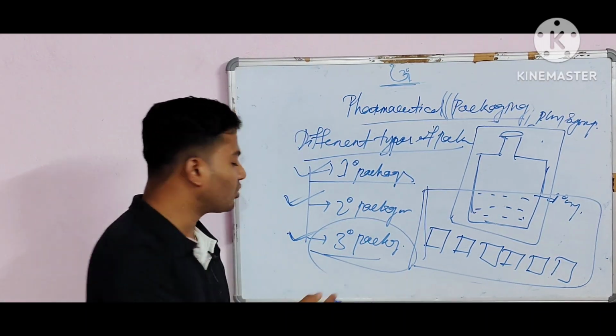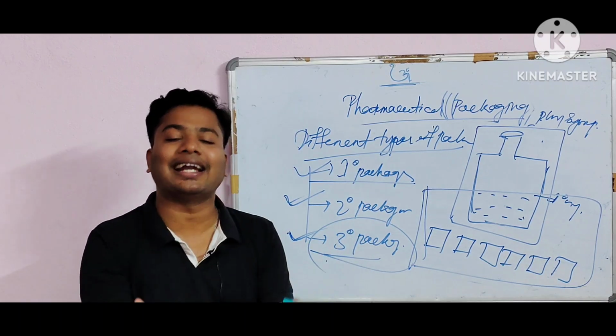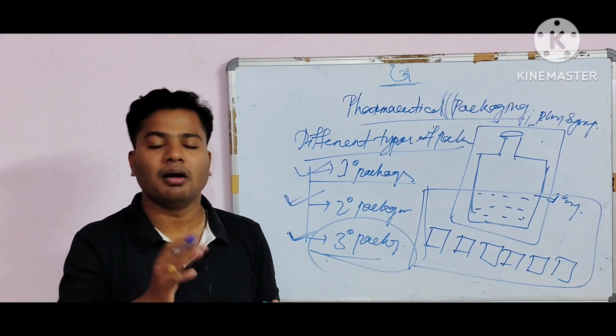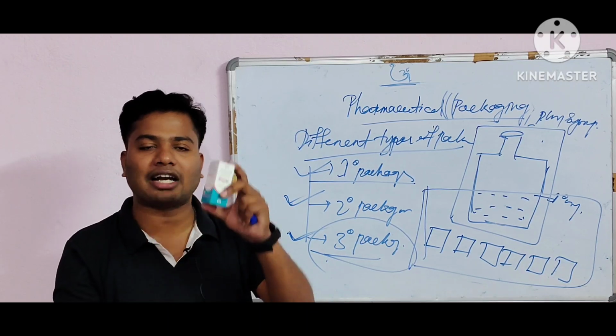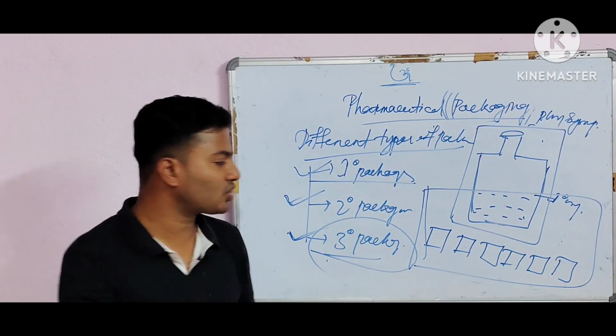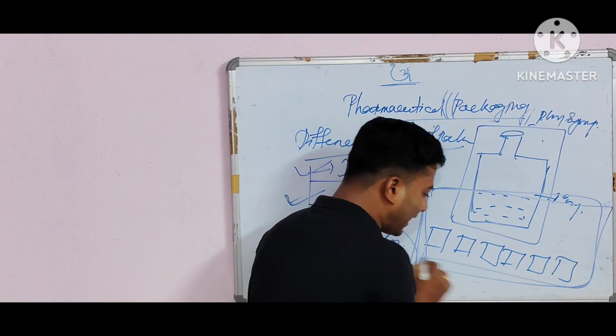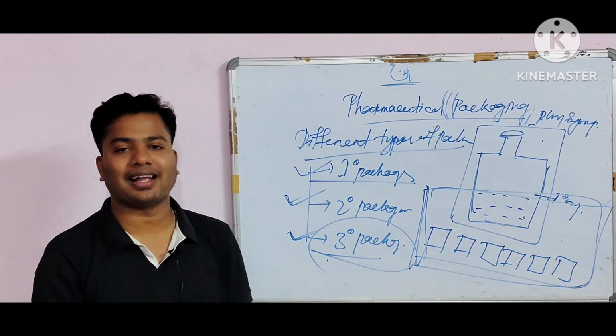So what do you mean by tertiary packaging? Tertiary is bulk handling and shipping. Bulk handling means when you have 100 cartons of paracetamol syrup, you have to place them in a big box. That is known as tertiary packaging.